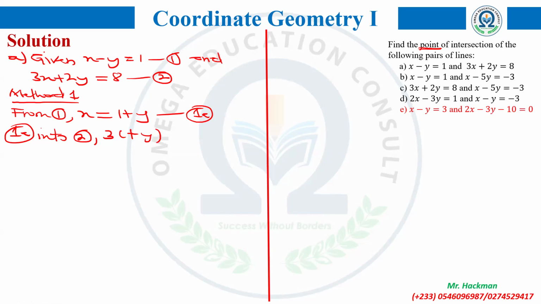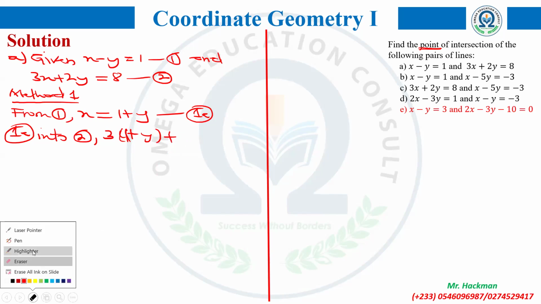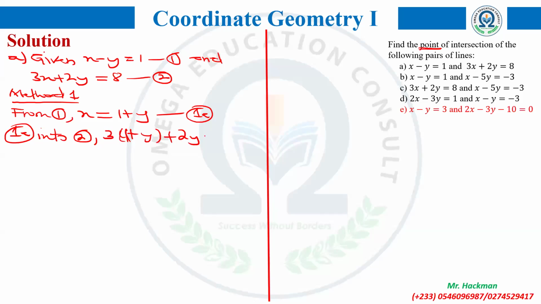Okay. All right, so we'll get 1 plus y here. Okay, so now it's equal to, plus, let me go and clear this. Plus 2y is equal to 8. So now we remove the brackets here, which will give us 3 plus 3y, plus 2y is equal to 8. So we end up getting 5y. We are making y the subject.